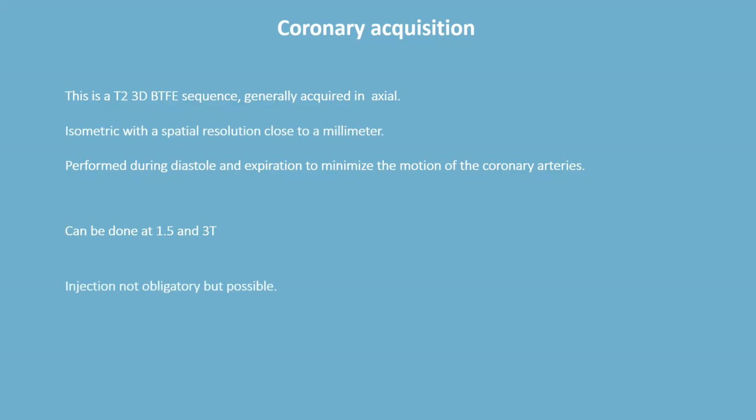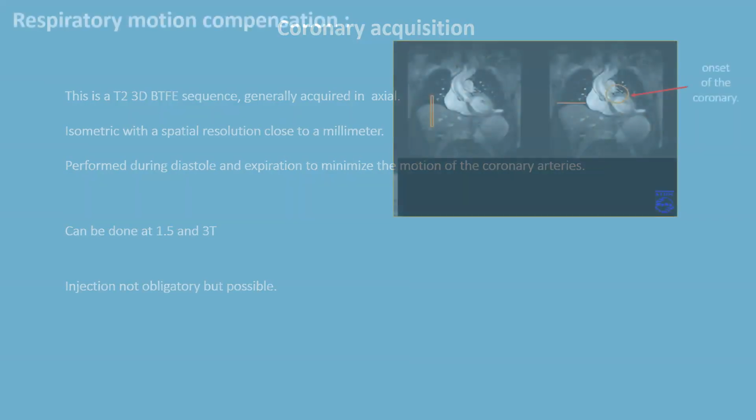It's a sequence on 1.5T or 3T, a balanced turbo field echo sequence, generally acquired in axial plane. It's performed during the diastole and expiration to minimize the motion of the coronary artery. It's isometric with a spatial resolution close to 1 millimeter. It can be done in a 1.5 or 3T machine. The injection is not obligatory, but still possible.